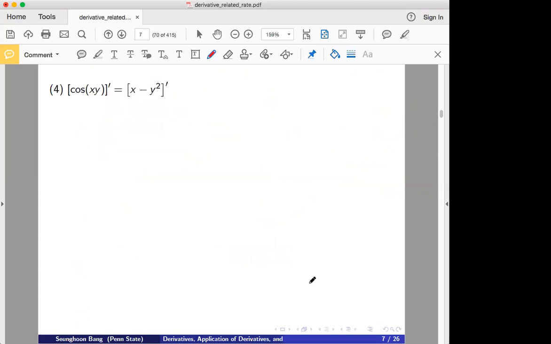This is like an implicit differentiation problem. You need to find the y prime. How can you solve this one? First one is chain rule. This first part is exactly chain rule. The chain rule is f of g of x, the prime is f prime of g of x times g prime of x. This is the idea.